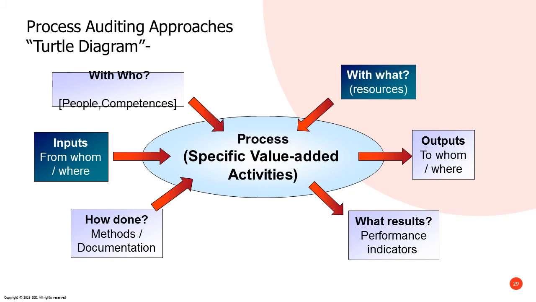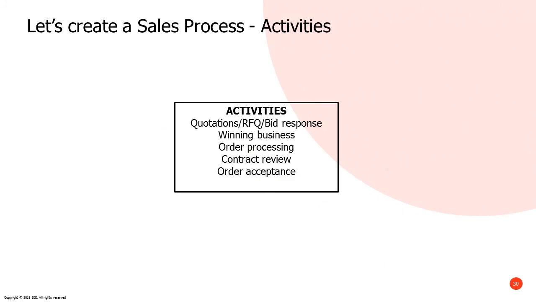So let's look at what we have in here. Let's start with the middle box, activities. So we're going to create a turtle diagram. Now we can use sales, and the reason I've chosen sales is because it's one that's often done badly. Because writing a process which is making stuff, the manufacturing, is relatively straightforward. But the sales process people get confused with. So if we get this right, then the understanding can be applied to any other process. So the activities in a sales process: quotations, RFQ, bid response, that kind of thing, winning business, order processing, contract review, and order acceptance. Those are the typical things you would see in a sales process.